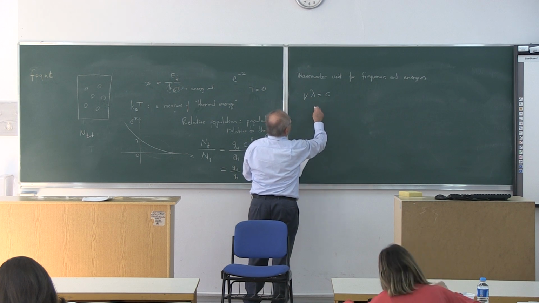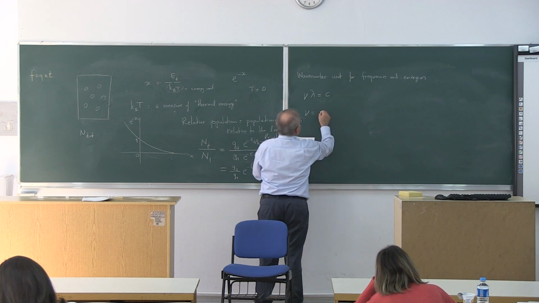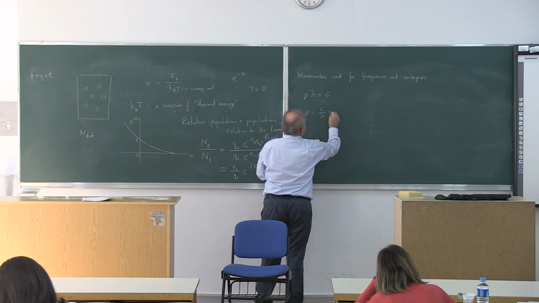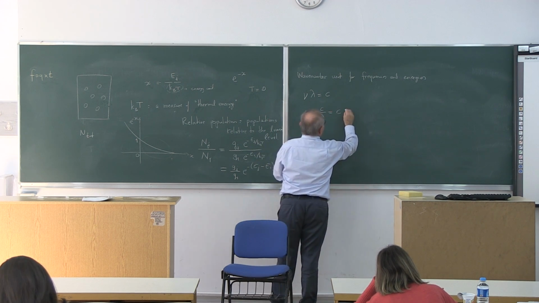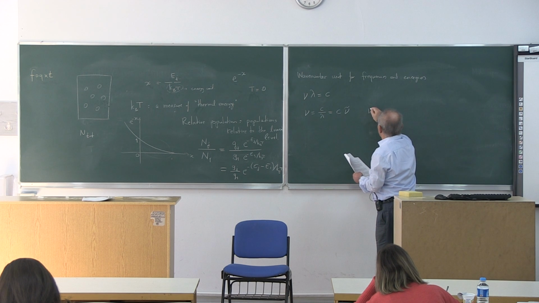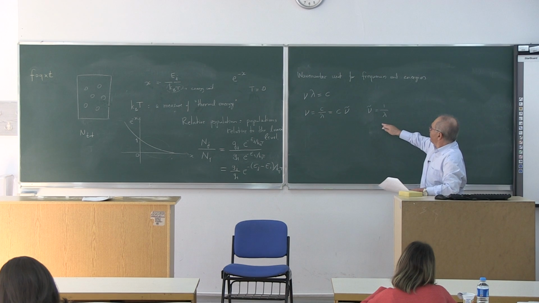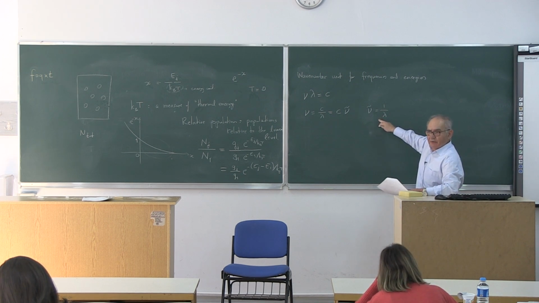This expression can be written where this symbol is just 1 over lambda. Now, if you use SI units here, then the unit for distance is meters. So the unit of this quantity is 1 over meters if you use SI units.